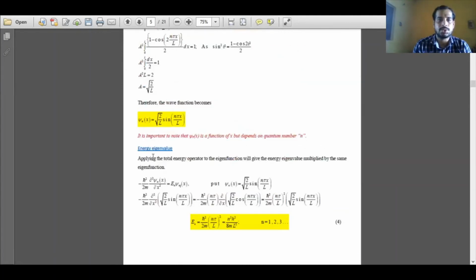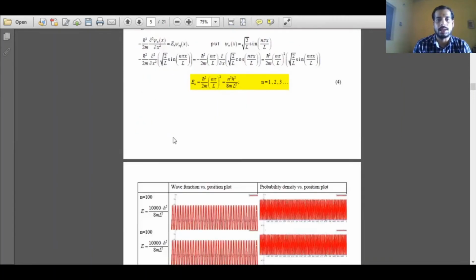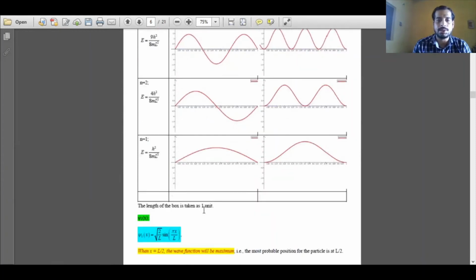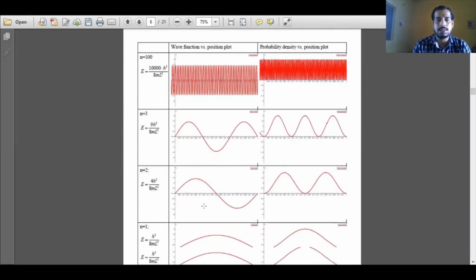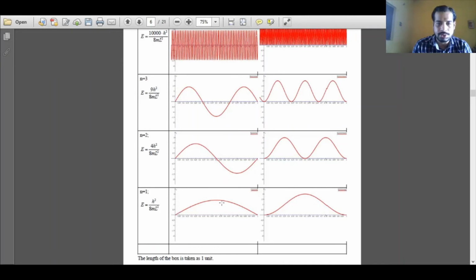The wave function will be root over 2 over L sin n pi x over L. If I substitute n equal to 1 and take the length of the box as 1 unit, I'll get a wave function that looks like this kind of graph. At the boundary, the wave function is non-existent, and at the middle of the box, the wave function has the highest amplitude. So this is for the first state.